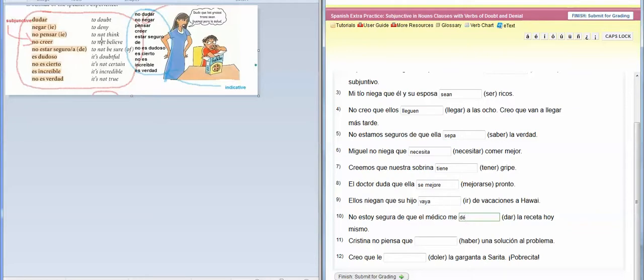Cristina no piensa, no pensar falls under the subjunctive. So Cristina no piensa que haya. And creo que, creer falls under the indicative. So you do creo que le duele la garganta a Sarita. And it's duele because what hurts is the garganta. That's for whom you're conjugating.